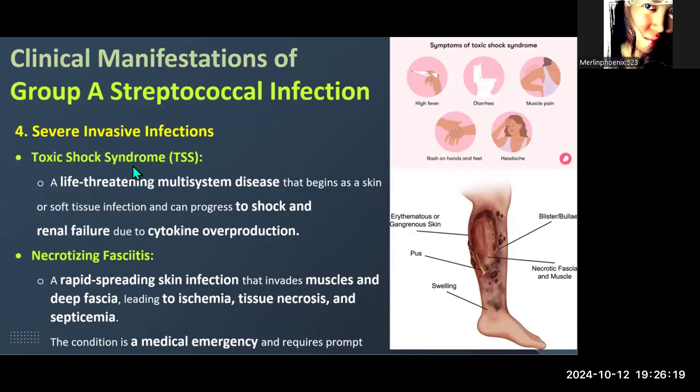For the severe invasive infections, we can have two examples, TSS and necrotizing fasciitis. Toxic shock syndrome is a life-threatening multi-system condition which starts as a skin or soft tissue infection, and then can lead to shock and renal failure due to excessive cytokine production. Necrotizing fasciitis is a rapidly spreading skin infection that invades the muscles and deep fascia, causing ischemia, tissue necrosis, and septicemia. This condition is a medical emergency requiring immediate treatment.